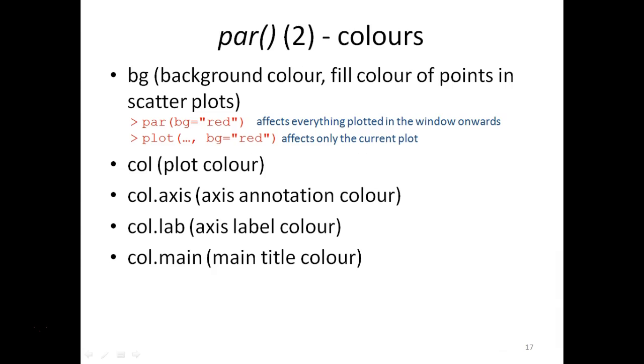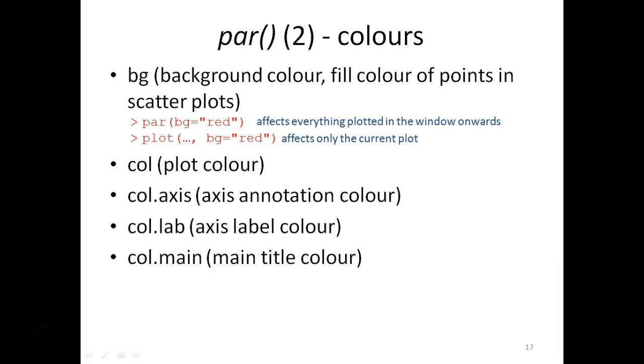First we'll look at the color arguments available through par. The first of these is the background BG argument. It defines the background color, and what that means differs between different graphical commands. But in, for example, the usual plot command, it refers to the filling color of the points.